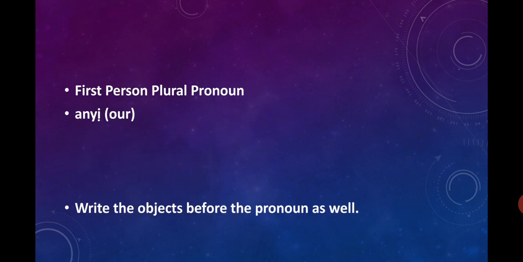Let's take another example. Another one is when we want to use the first person plural pronoun. The first one was the singular pronoun. This one is the plural pronoun, and the pronoun is anyị. That's our. Now, you also say the object before the pronoun, depending on what you want to do.